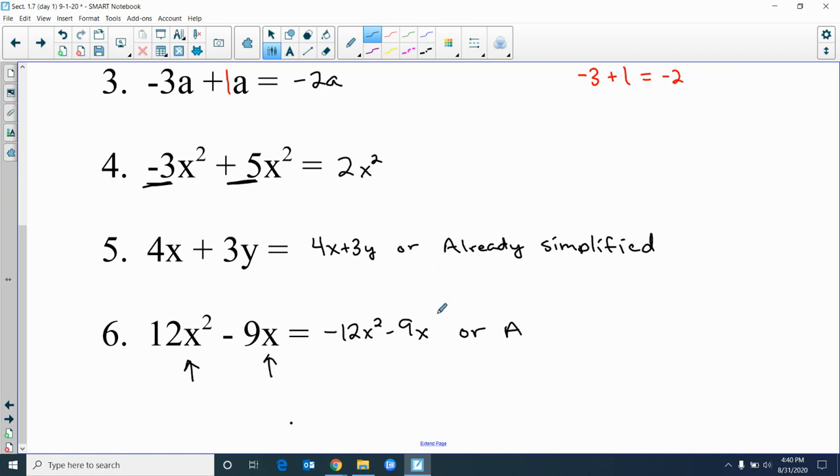Now let's see here. We're at negative 12x squared minus 9x. We said we can't add those together. So you just rewrite the answer, or you can put already simplified. Okay, already simplified.